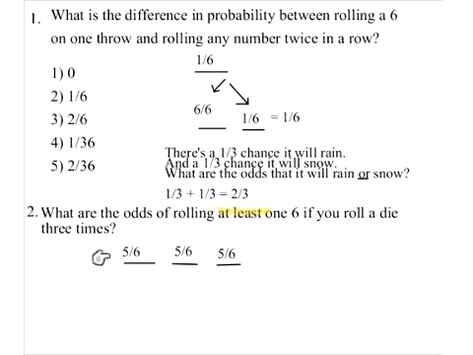I definitely need to multiply. And remember, you guys, if I added here, I would get something bigger than 1. I would get 15/6. Probabilities can never get bigger than 1. So if you ever get something bigger than 1, you have screwed up somewhere along the line.